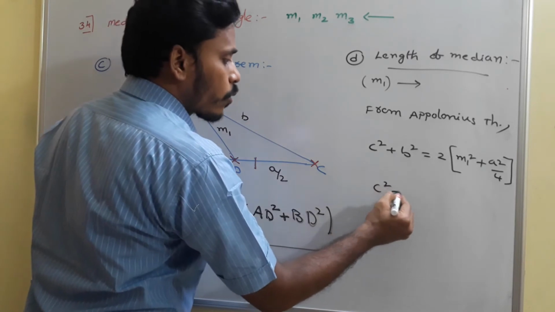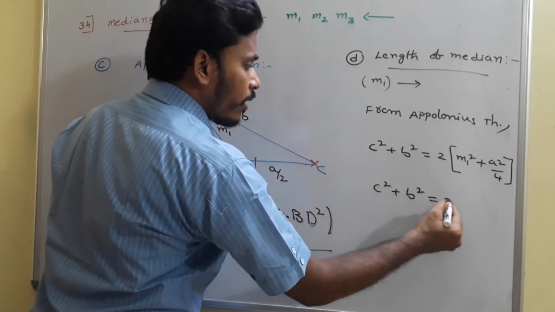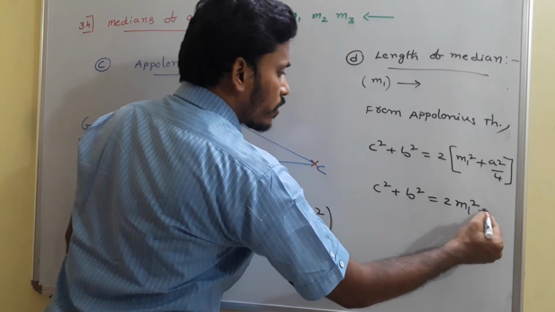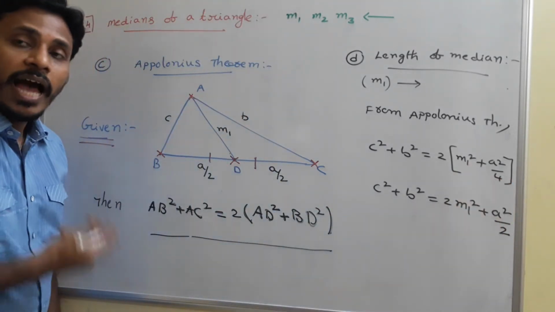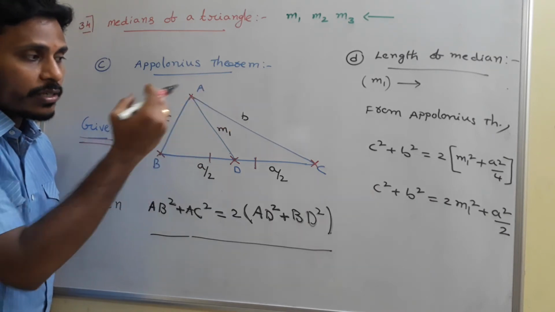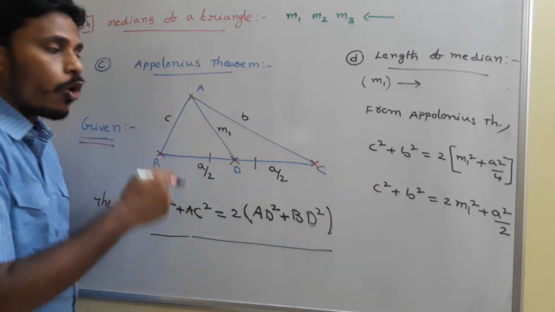So c square plus b square is equal to 2 M1 square plus a square by 2 if you multiply with 2. I need to find M1, so send a square by 2 to this side and 2 also to this side.